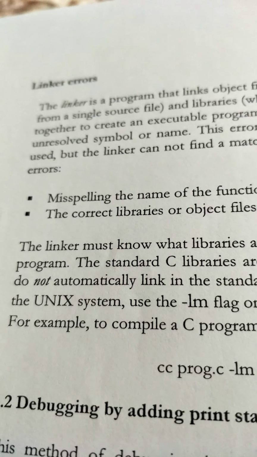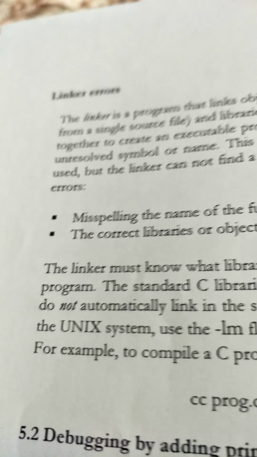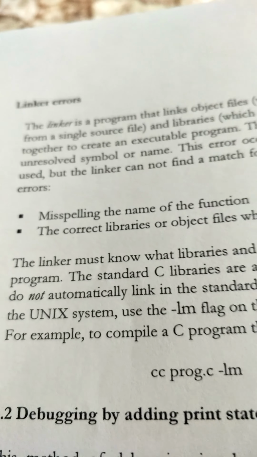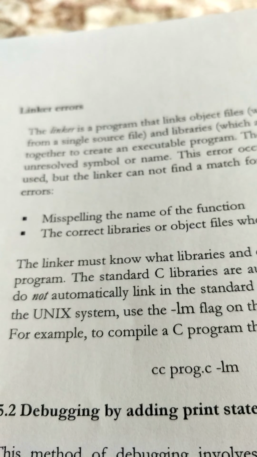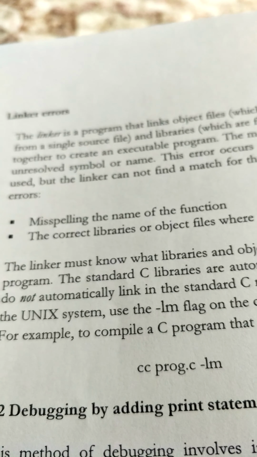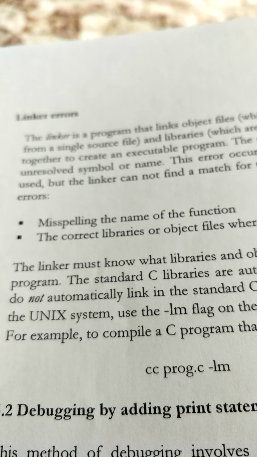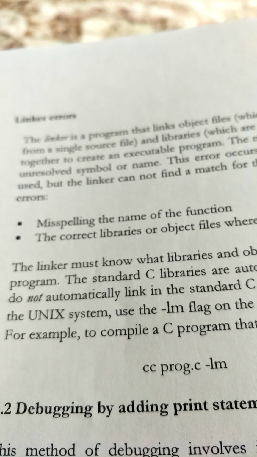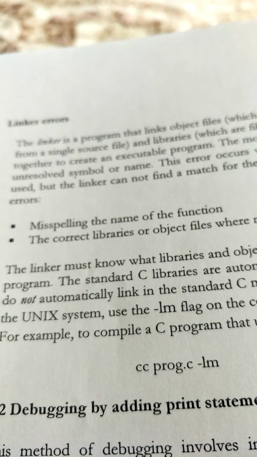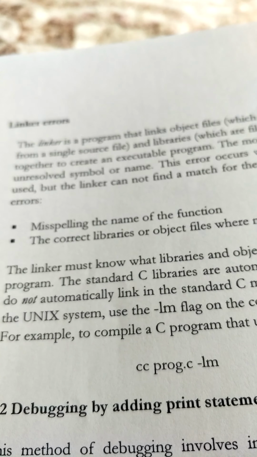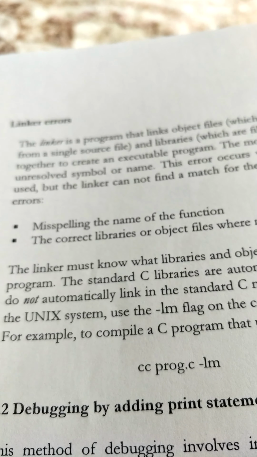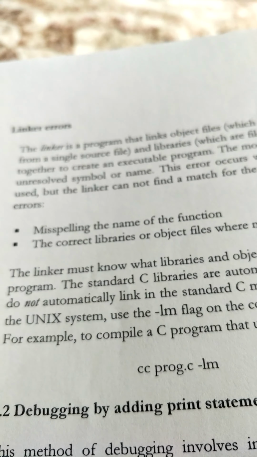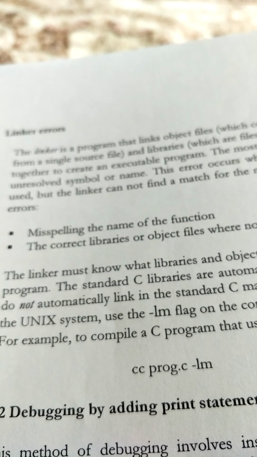Here is another error. We call it a linker error. What is a linker error? It is the program that links object files, which contain the compiled machine code from a single source file, and libraries, which are files that are a collection of object files, together to create an executable program.